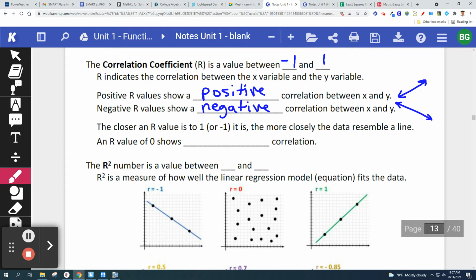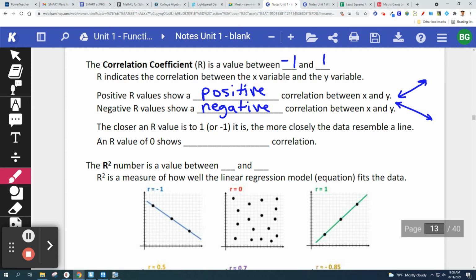Let's see. If I'm selling ice cream and I'm looking at my ice cream sales compared to the temperature outside, when the temperature goes up, my ice cream sales are going to go up. That makes sense, right? As one goes up, the other goes up. That's a positive correlation. But if I'm a wool mittens salesman, as the temperature goes up, my mitten sales are going to go down. That would be a negative correlation, okay?